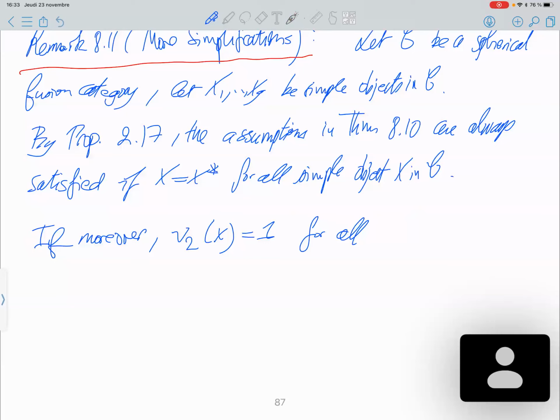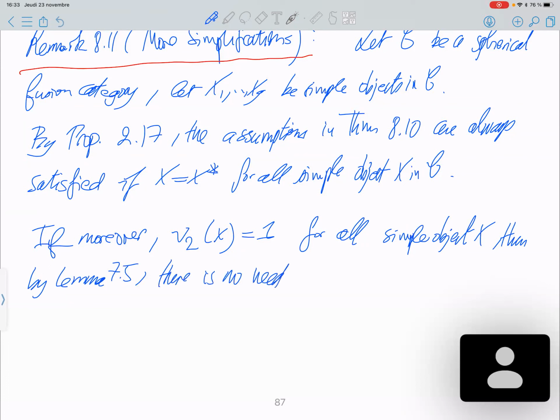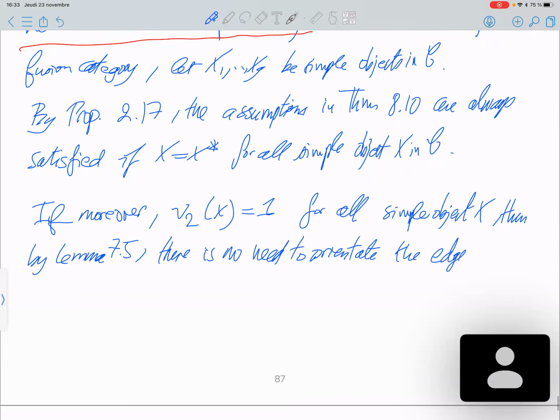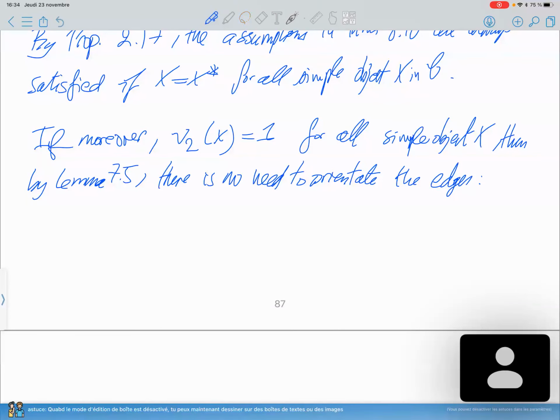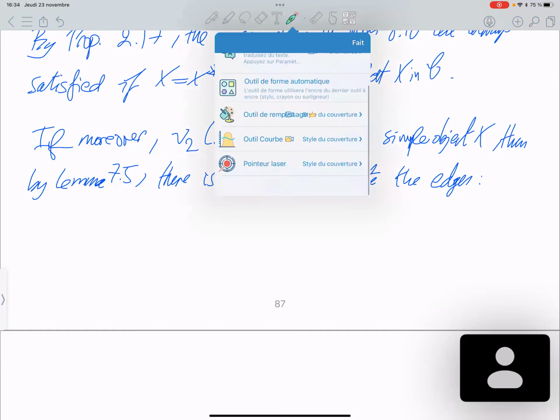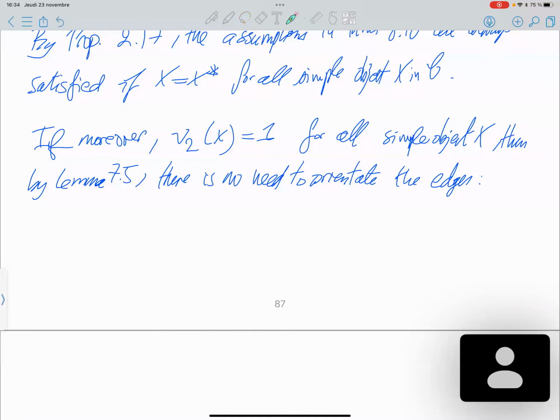So if moreover the second Frobenius-Schur indicator is trivial for all simple objects X, then by lemma 7.5 I just mentioned, there is no need to orientate the edge. So we have something like that. I can draw some picture. I have to check that. It will be more convenient. I don't have time to check now, but anyway, you can simplify as follows.